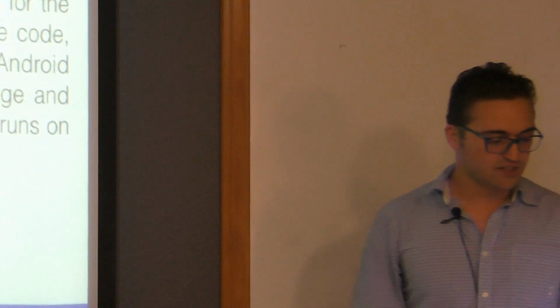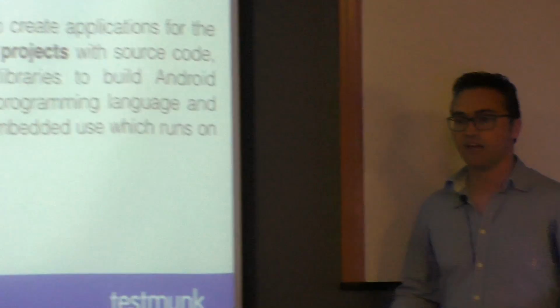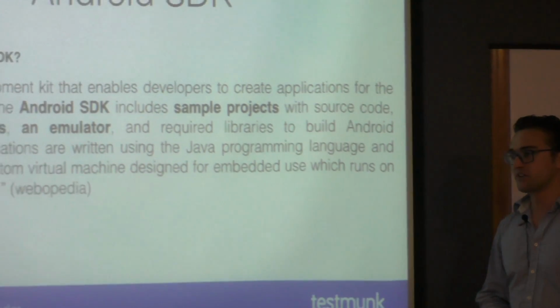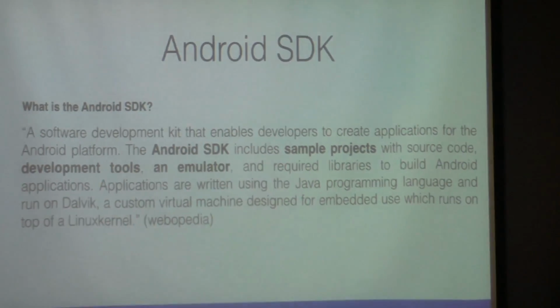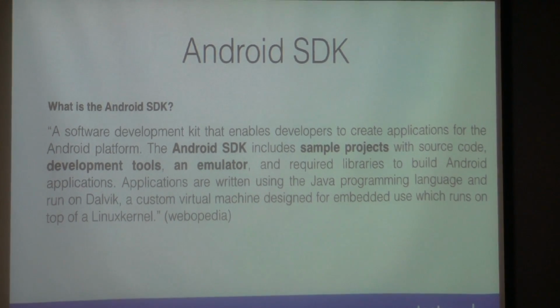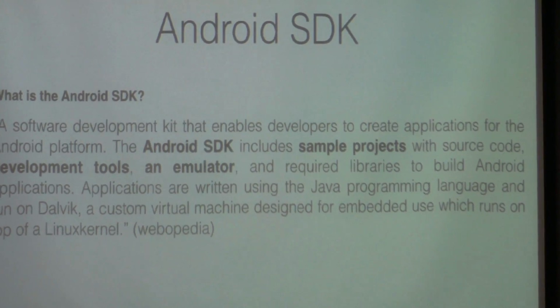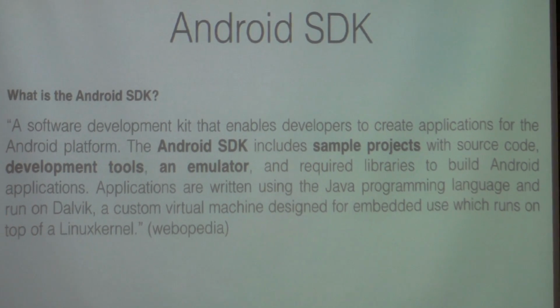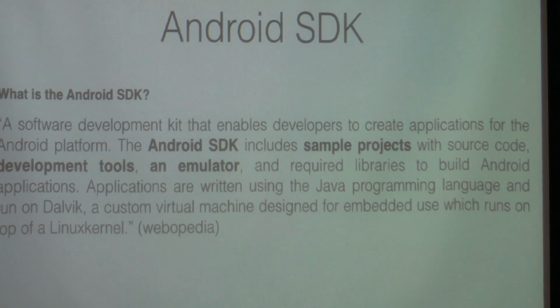So what is the Android SDK? The Android SDK you can download from the Google website, which basically gives you sample projects. It gives you all the development tools that you actually need to develop Android apps, as well as the emulator to run it on the computer, and certain debug capabilities as well. And that's available on the Google website.